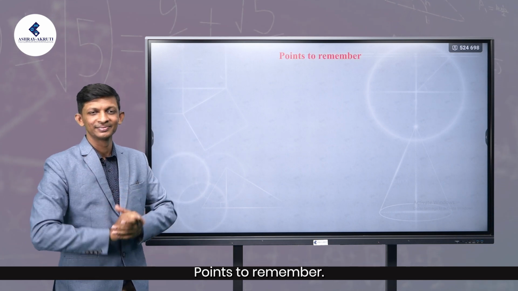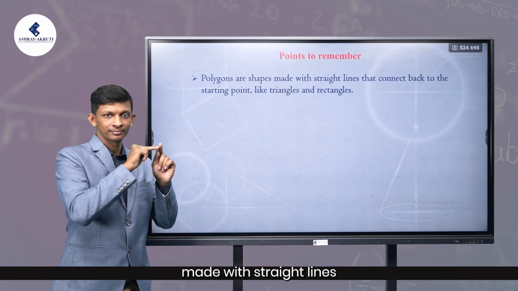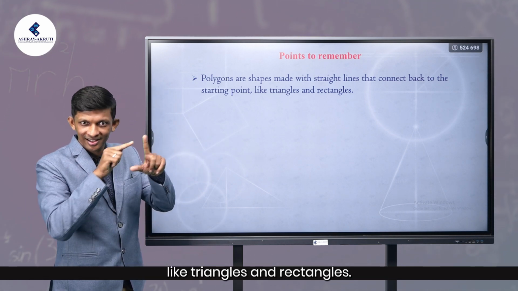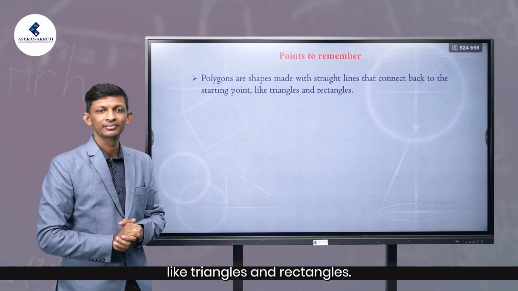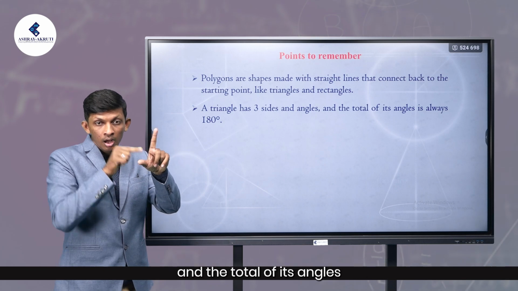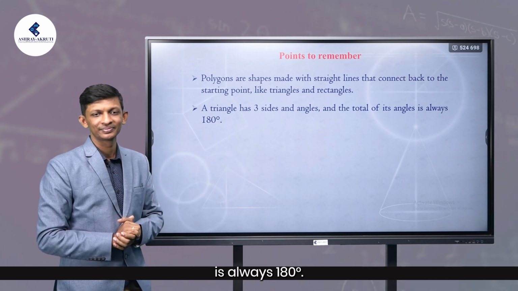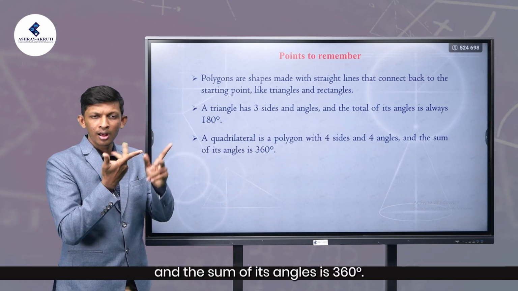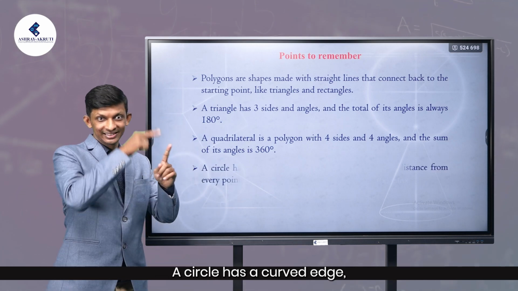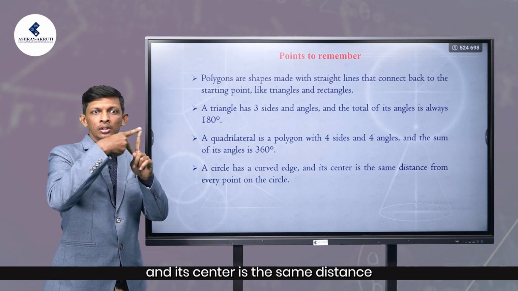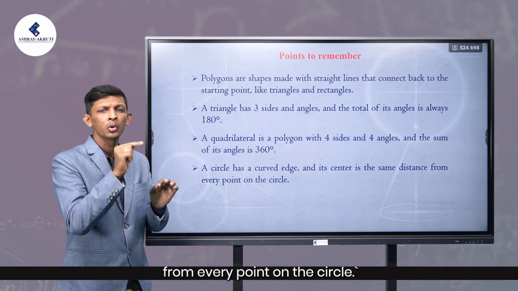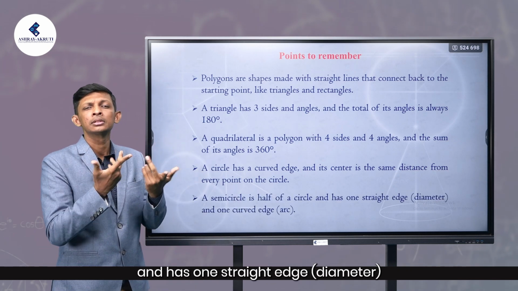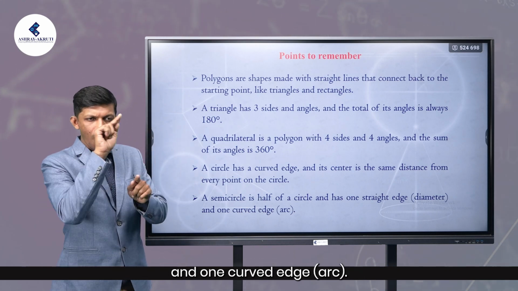Points to remember. Polygons are shapes made with straight lines that connect back to the starting point, like triangles and rectangles. A triangle has 3 sides and angles, and the total of its angles is always 180 degrees. A quadrilateral is a polygon with 4 sides and 4 angles, and the sum of its angles is 360 degrees. A circle has a curved edge, and its center is the same distance from every point on the circle. A semicircle is half of a circle and has one straight edge, diameter, and one curved edge, arc.